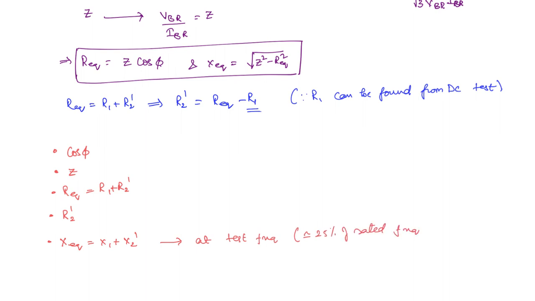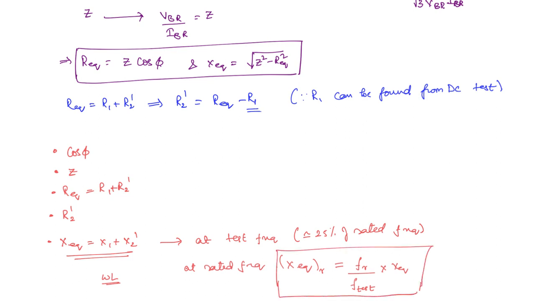So how do you find out the reactance at rated frequency? Because the reactance is a function of the frequency, omega times L, right? So at rated frequency, X equivalent rated is equal to the rated frequency divided by the test frequency, into the value of equivalent reactance that we got from the test. So this is how you find out reactance at the rated frequency.